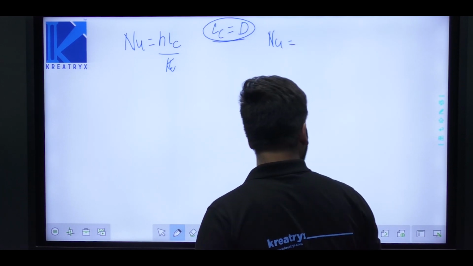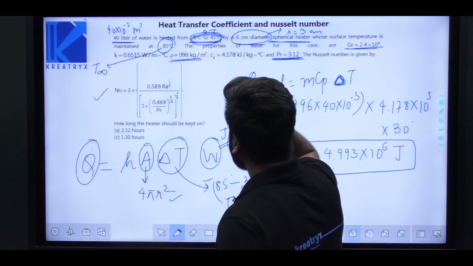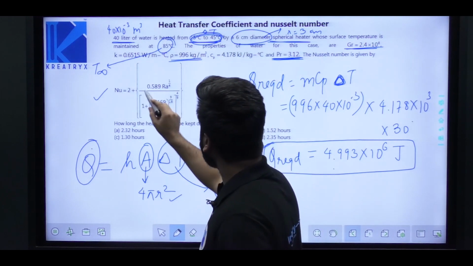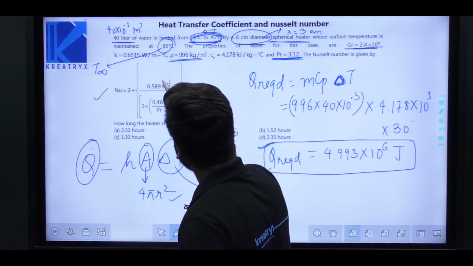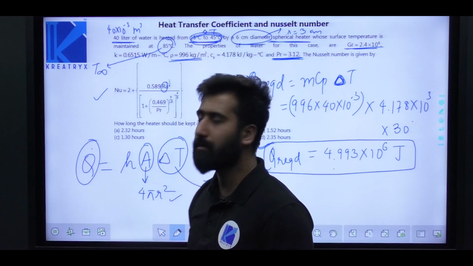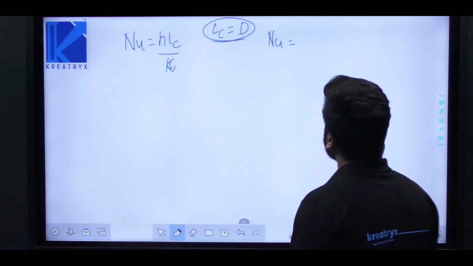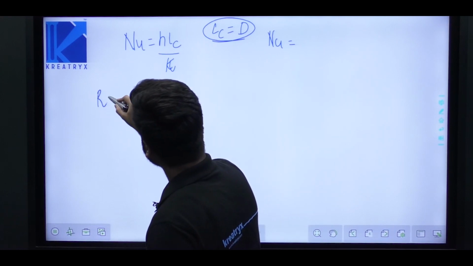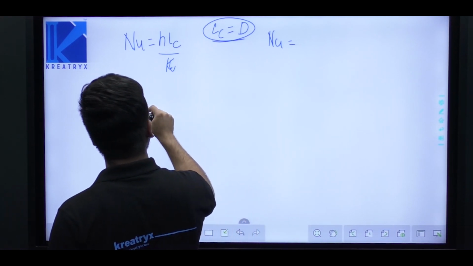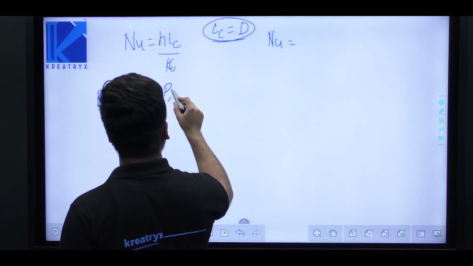Nusselt number. So the expression is 2 plus some term. What is R here? R is the Rayleigh number. And the Prandtl number is given to you. What is the Rayleigh number? Rayleigh number is Grashof number into Prandtl number.